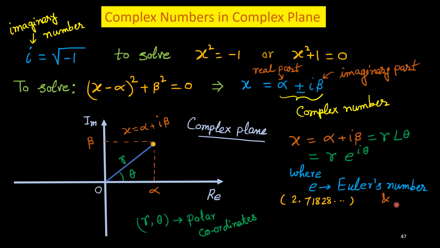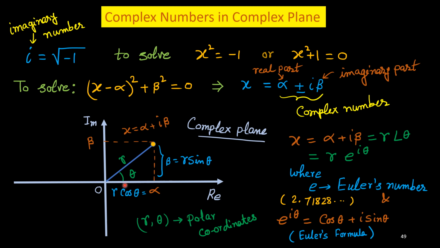Its value is 2.718283 like that. Okay, and this e to the power I theta we can expand as cos theta plus I sin theta using Euler's formula. So this is very much useful, Euler's formula. E to the power I theta is a compact form. We can expand it as cos theta plus I sin theta. So in one video in future, we'll discuss this thing in detail and we'll show you the use of Euler's formula in different areas. Okay.